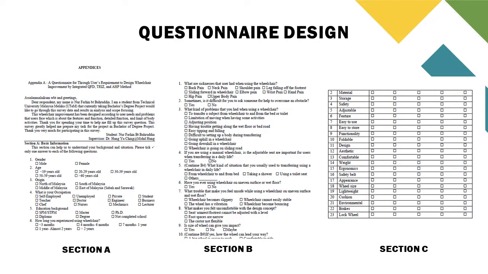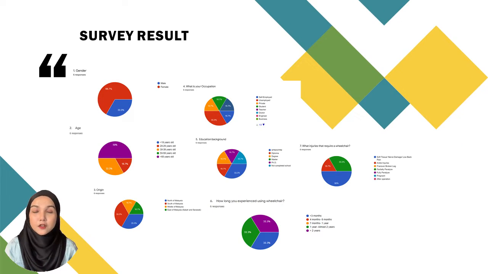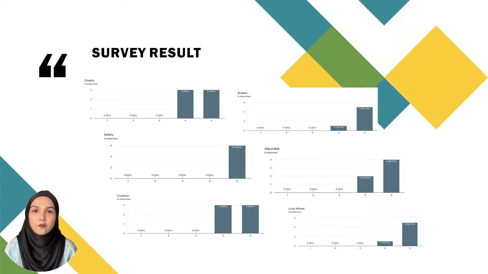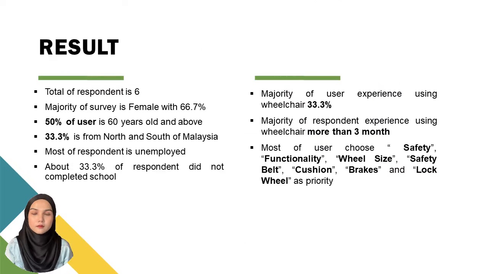Lastly, section C is about the importance of evaluating the wheelchair to know more about the wheelchair user requirements. The respondent must rank the criteria on a scale from 1 to 5, indicating less needed to most needed for each factor. This is the result of the survey that has been collected, from 6 respondents.